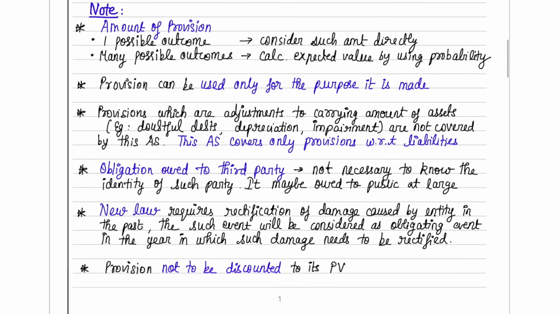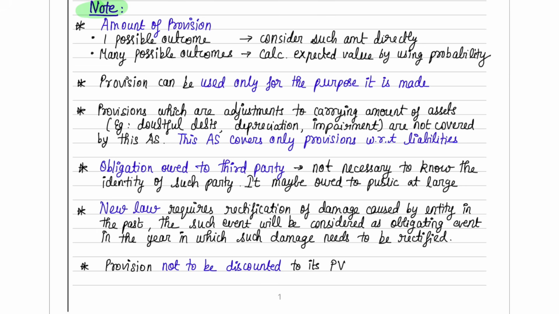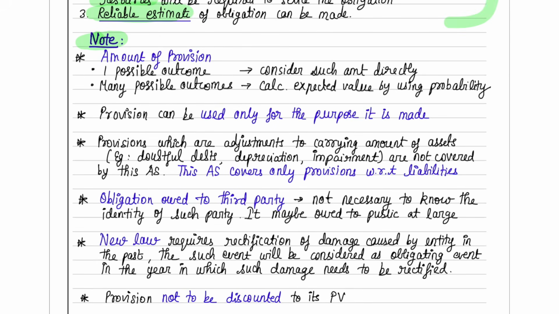Okay, now we are going to read certain question related points about provision. So how are you going to calculate the amount of provision? Here there may be two possibilities. Either there will be only one possible outcome, or there may be many possible outcomes.